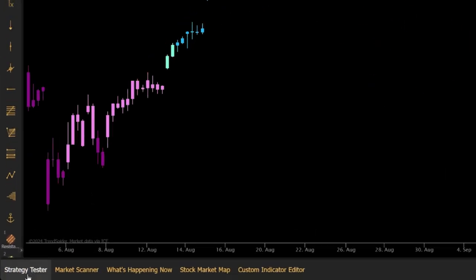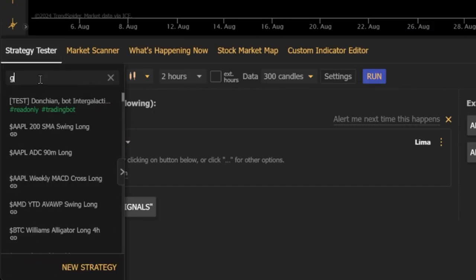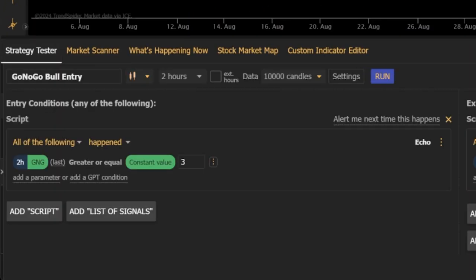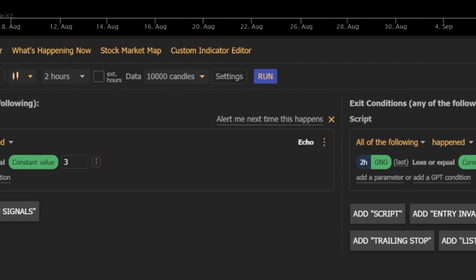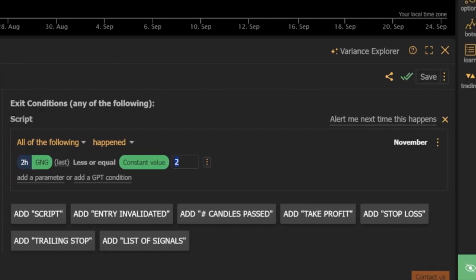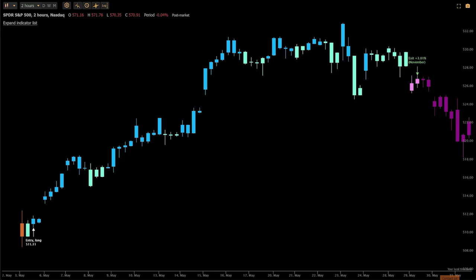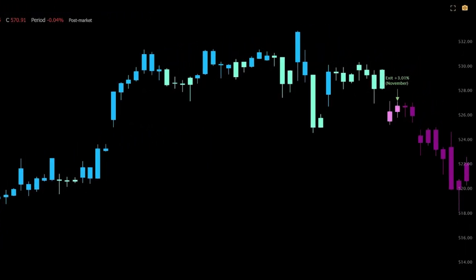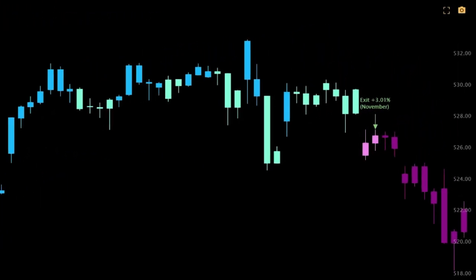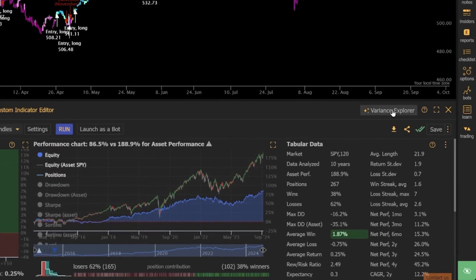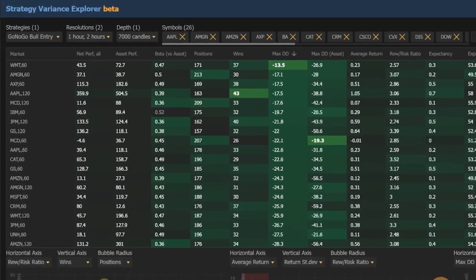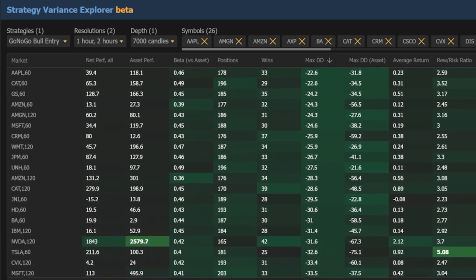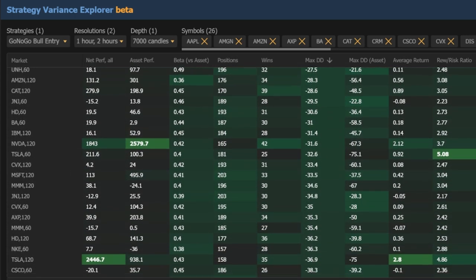In this example, the strategy enters into a long trade when the GoNoGo histogram is greater than or equal to a value of 3. This means that the strategy is entering when either a weak Go or strong Go reading appears. The strategy then exits when the GoNoGo histogram prints a value less than or equal to 2, meaning that the trend has shifted from a Go reading to a neutral or a no-Go reading. We can test this strategy on our favorite name or bring it into the Strategy Variance Explorer and test it across our favorite names, time frames, and look-back periods up to 52 variants at once.